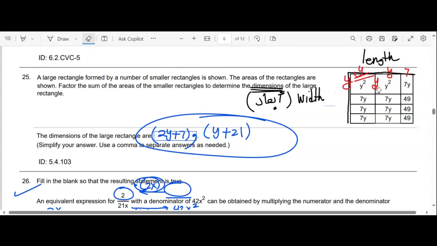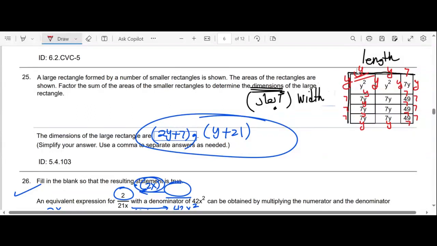Do you see this, guys? Remember we said this is y, and this is y, and this is 7. What about this one? Same. Y, 7. What about here? This one we said y, correct? What about this one? 7, 7, because 7 times 7 gives you 49, 7 squared. And this one 7, 7. What about here? Y. So I want to know the length and the width.